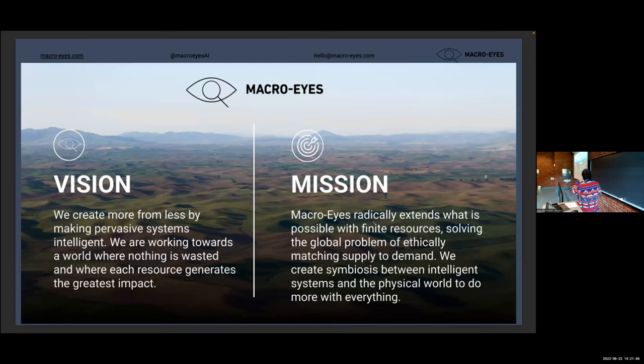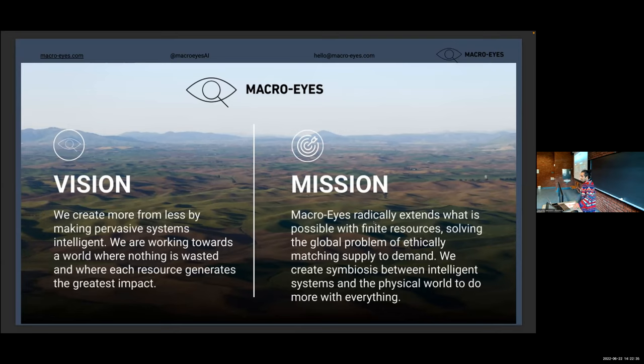So MacroWise is an AI company, and our vision is to create more from less by making pervasive system intelligence. We are working towards a world where nothing is wasted and where each resource generates the greatest impact, and this is only possible by using AI. You will get to know more about how this is possible later. Our mission is to extend what is possible with finite resources, solving the global problem of ethically matching supply to demand. This also brings us the big challenge of adapting whatever AI and machine learning methodology exists out there to the low resource setting.